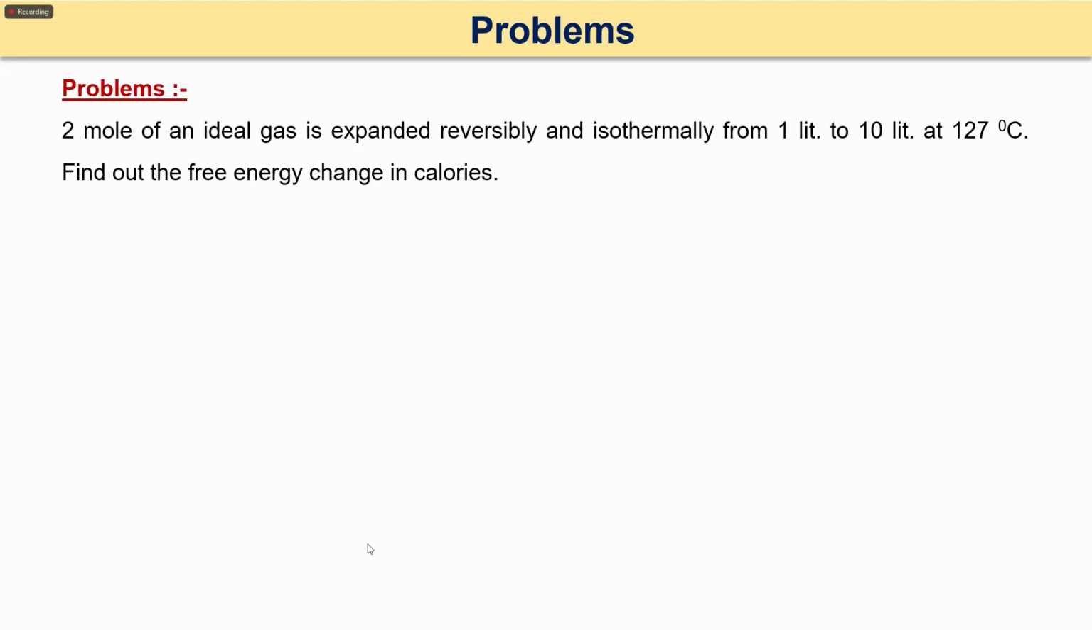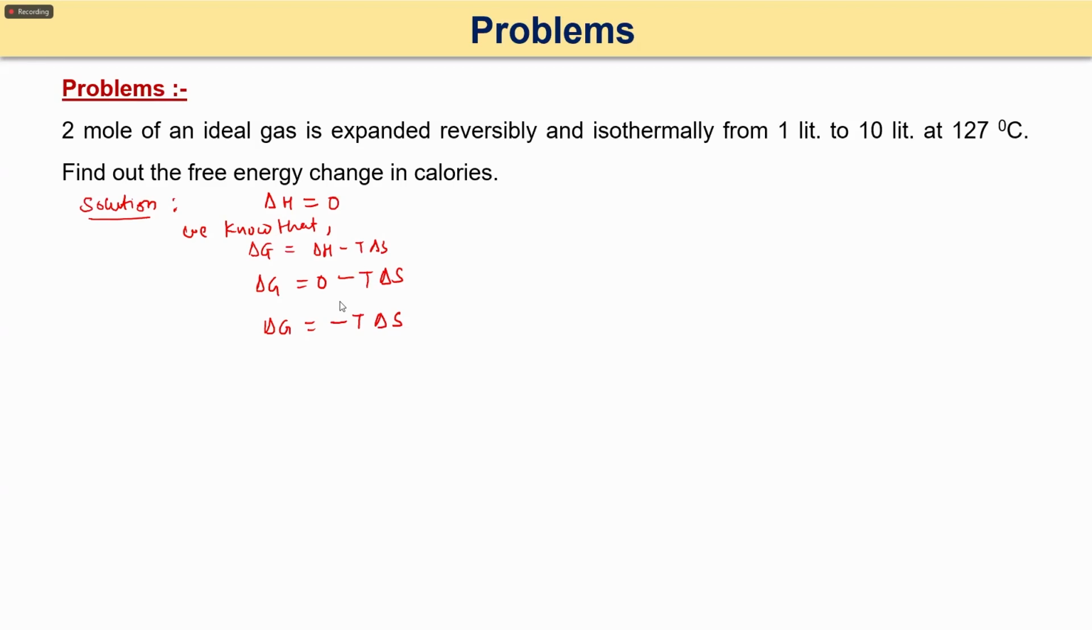So we know that for an isothermal expansion of an ideal gas, delta H is 0. If your delta H is equal to 0, that means we know that delta G is equal to delta H minus T delta S. So if we substitute the value of delta H as 0 over there, we will get delta G is equal to 0 minus T delta S. So your delta G will become minus T delta S.